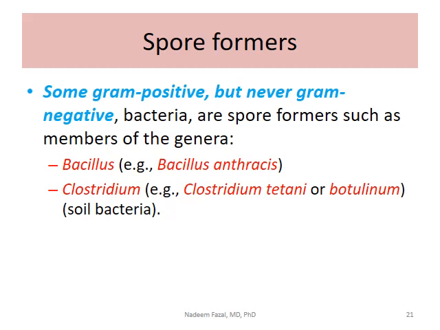They are never gram-negative. So gram-negatives cannot form spores. That's a good thing. So if I say anthrax, I'm talking about Bacillus anthracis. That's what we have for the anthrax that forms the spore. I usually give this example.